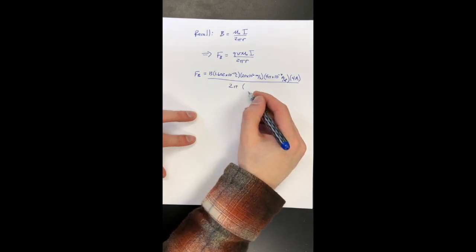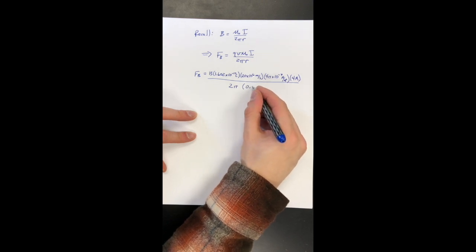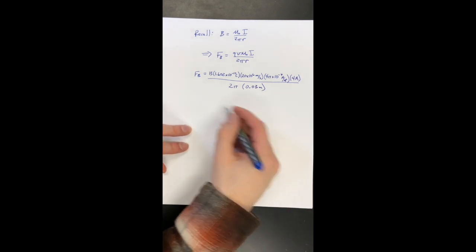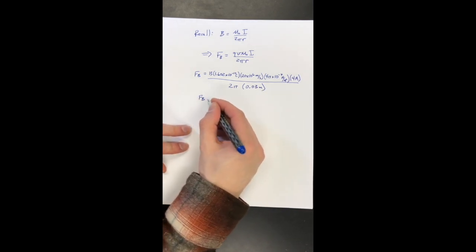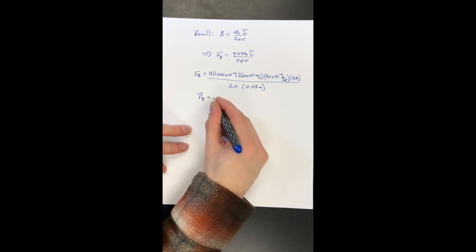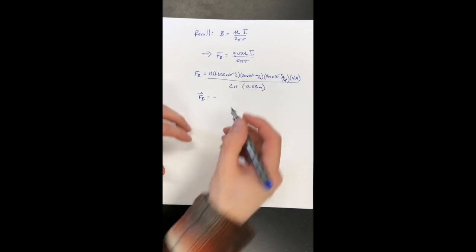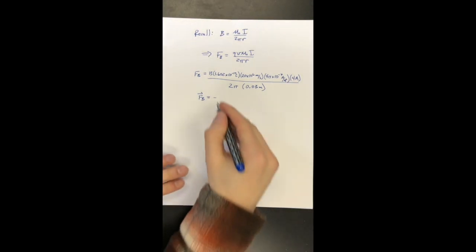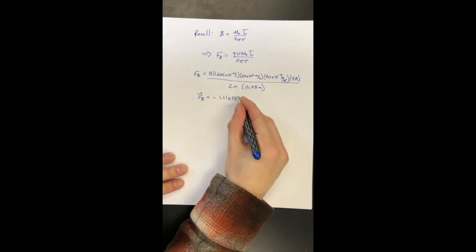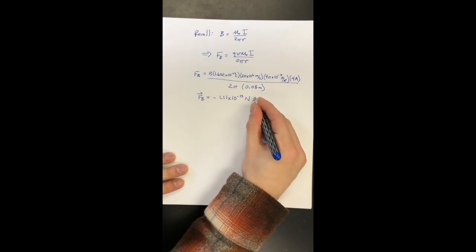and we were given that we were 3 centimeters away from the wire, so it's 0.03 meter. So the final answer is that the magnetic force is equal to, and I'm going to put a negative sign here because it's pointed downward in the picture. And so we get 1.11 times 10 to the negative 15 newtons in the y direction.